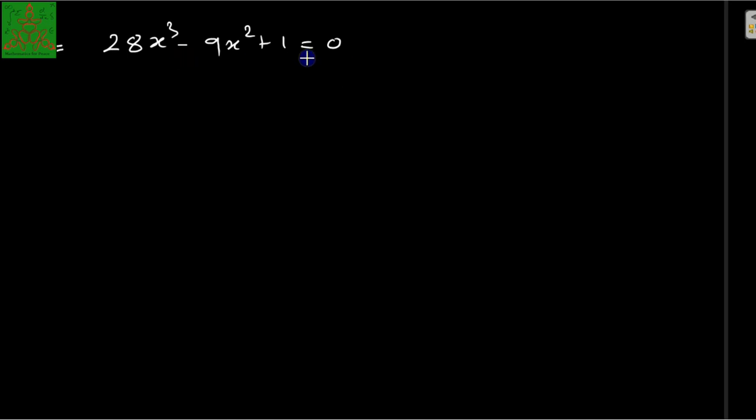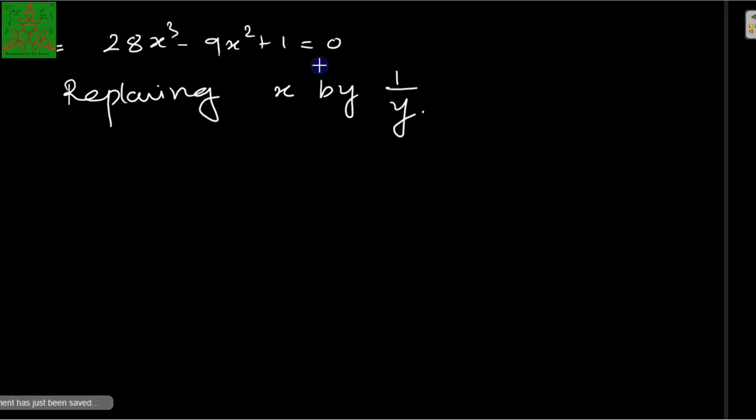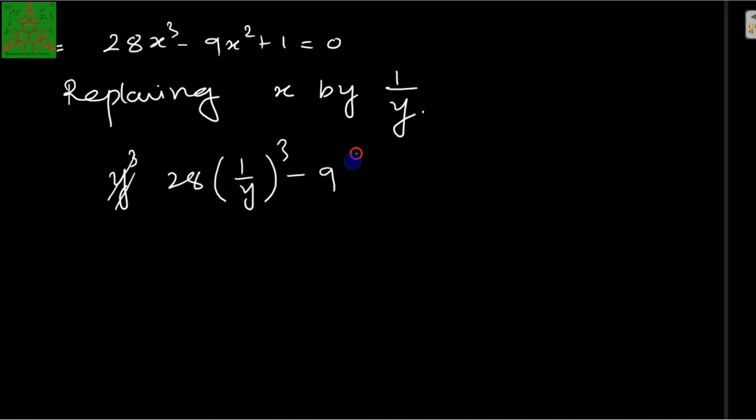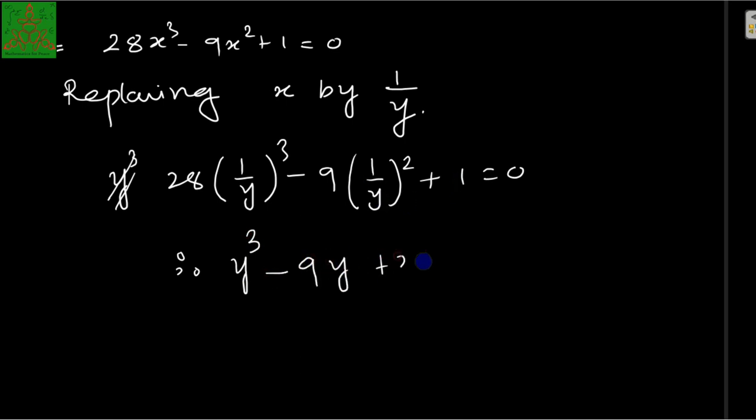So for that we have to convert this equation by replacing x by 1 by y. So what will happen if I replace this? We will have the equation, y cube, because this is 28 into 1 by y cube minus 9 into 1 by y square plus 1 equal to 0. So if I take y cube as LCM, we will have y cube, that is the first term. When you multiply, this is minus 9y plus 28 equal to 0.